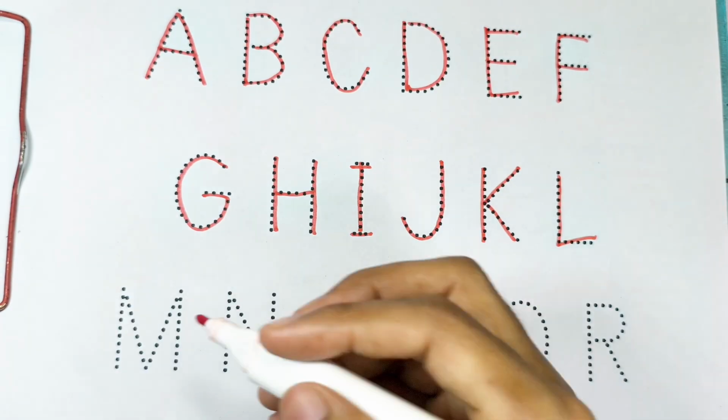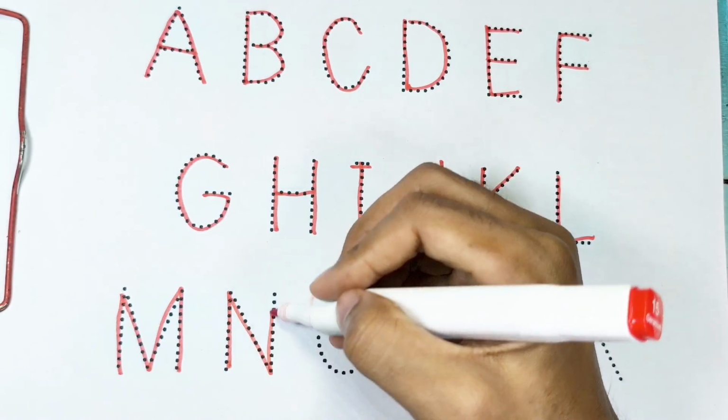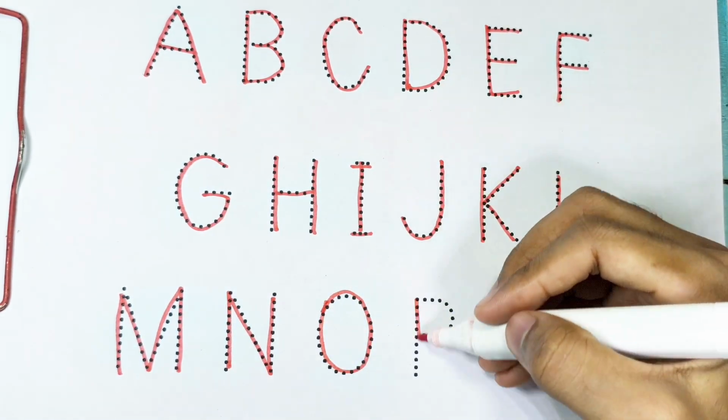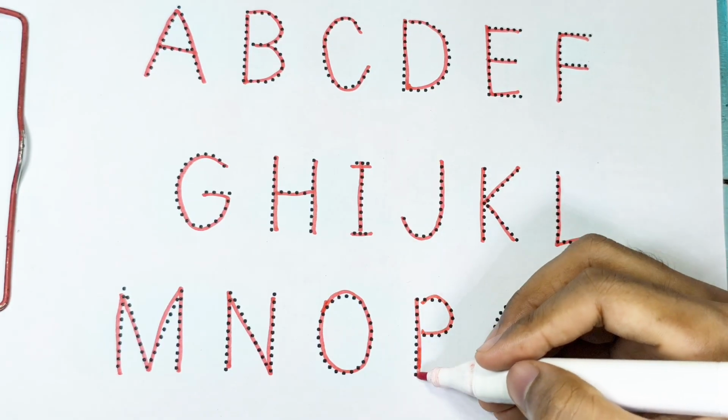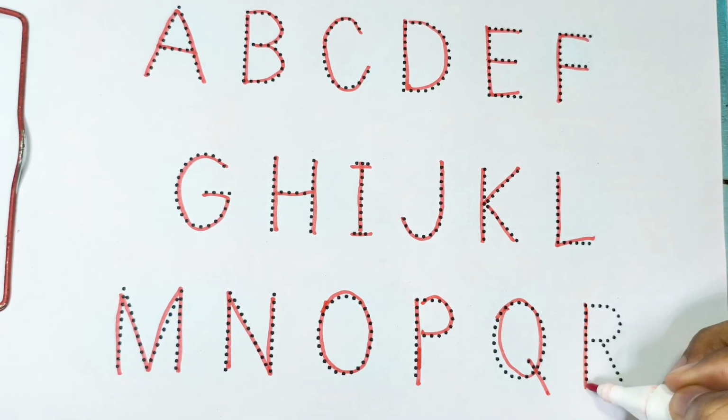Now we're writing the alphabet of M. Yes, M for mango. And the next one is N. N for nose. O, P. The next one is P. Now we're writing the alphabet of Q. And the next one is R.